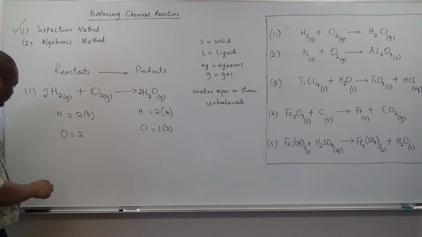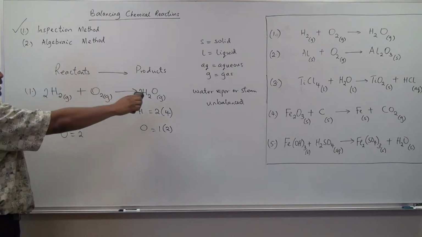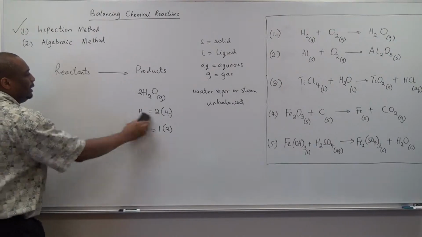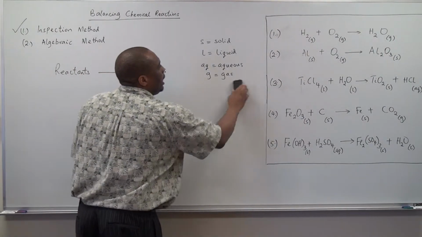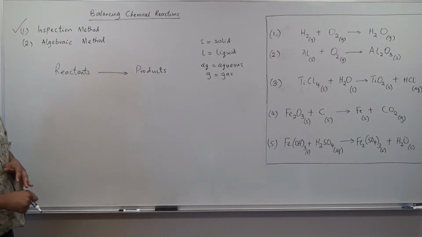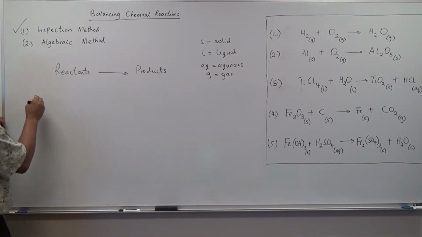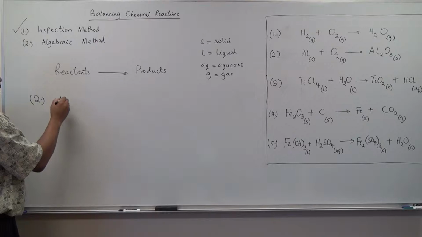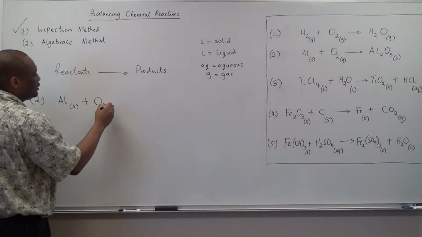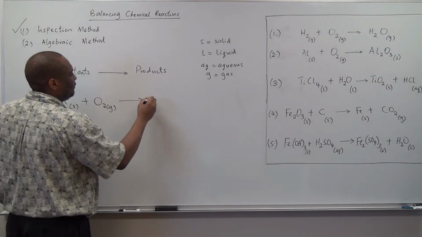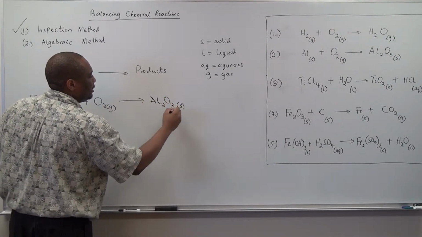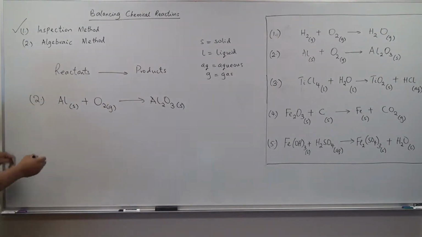Okay? This is now the balanced chemical reaction. Alright, let's go ahead. Of course, number 1 is a combination reaction. Number 2, the same thing, combination reaction. We have aluminum solid plus oxygen gas to give aluminum oxide, solid.